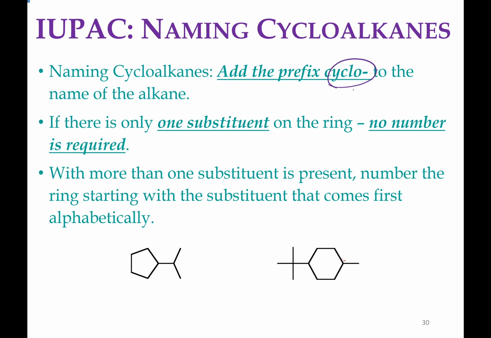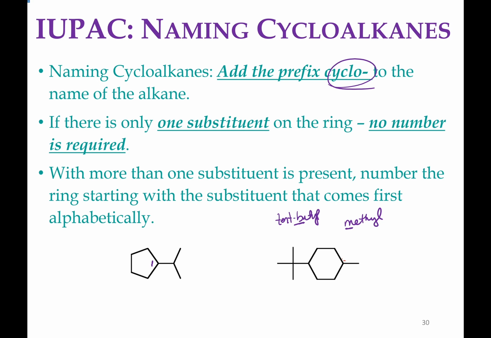The prefix is always going to be cyclo for a cyclic hydrocarbon. If there's only one substituent on the ring, you don't actually need a number because no matter what, it will always be number 1. But if we have more than one substituent, you're going to start numbering the ring with the one that comes first alphabetically. So we would have to say this is methyl, and this is tert butyl. Which one comes first, B or M? Remember, we look at the B. If we do that, then if there's more than 2 substituents, you would number the ring so that you get the lowest numbers. So we'll look at that.